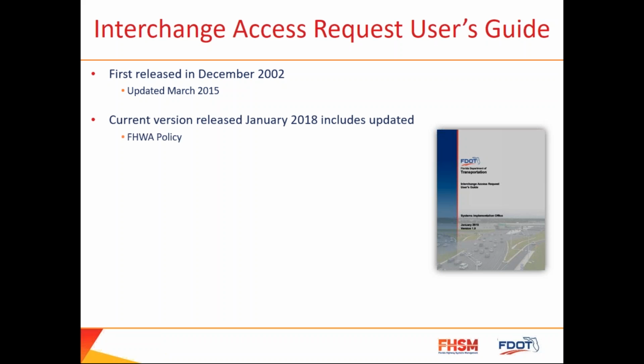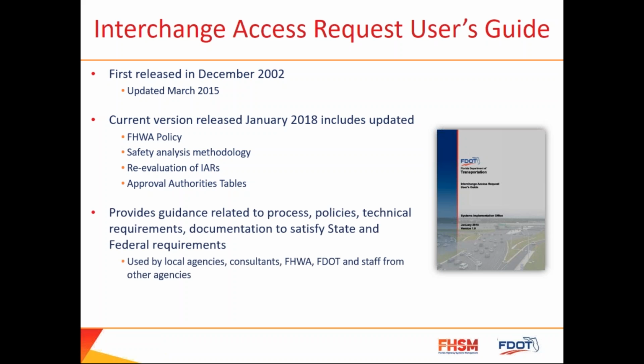Some of the updates to this version include the incorporation of the new Federal Highway Administration policy, our updated safety analysis methodology, and reevaluation criteria for interchange access requests. This has changed slightly from the previous user's guide version. We've made some minor tweaks to our approval authorities tables, which outline the individuals who are needed to sign off on various projects. We've also provided guidance related to process, policies, technical requirements, and documentation to satisfy the state and federal requirements. This user's guide is available online at the link included below.